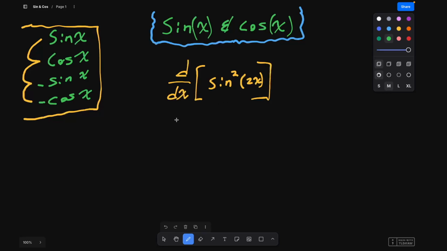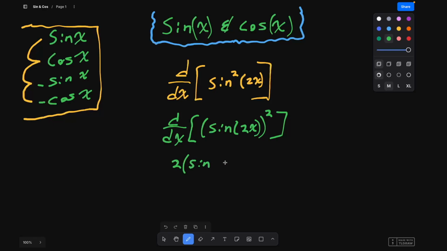Well, sine squared is the same thing as sine 2x, squared. In order to take the derivative of this function, we're going to have to use the chain rule over the sine 2x, and that would look like this. We bring down 2, keep the inside the same, sine 2x, and then we're basically doing a power rule over this whole thing, so we have 2 minus 1, which is just 1. That was just the first step in the chain rule.